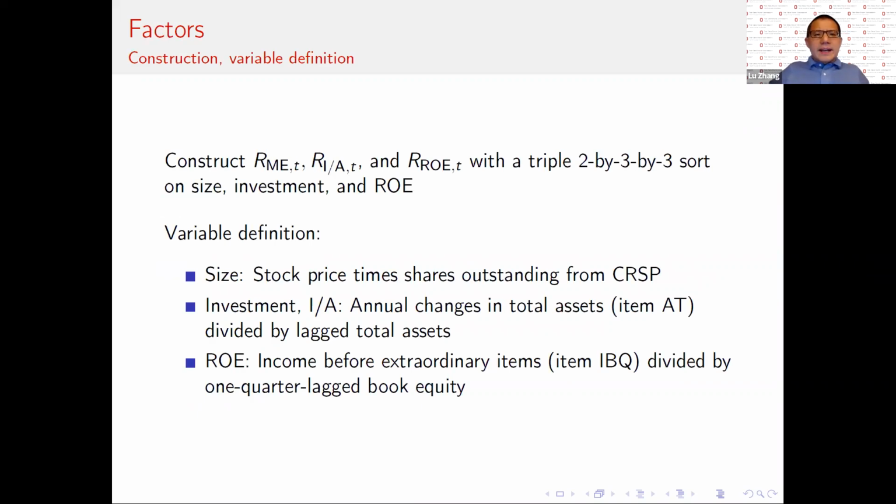Now let's look at how we construct the factors. We formed our size, investment, and ROE factors from a triple 2x3x3 sort on size, investment, and ROE. Variable definitions: size is fairly standard, price per share times shares outstanding from CRSP. For investment, we are following the Cooper, Gulen, and Schill paper, 2008 Journal of Finance. Investment is the annual change in total assets, scaled by lagged total assets. In other words, investment is total asset growth. For ROE, we use income, the simplest place to start: income before extraordinary items divided by one-quarter lagged book equity.